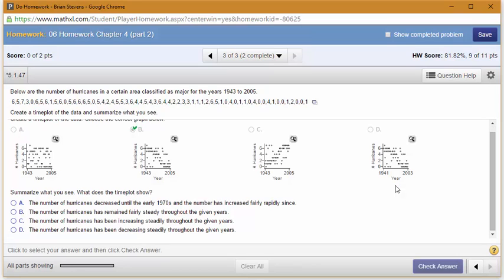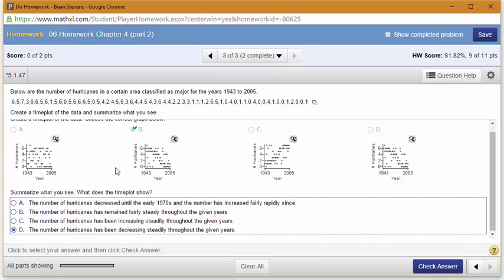Summarize what you see. What does the time plot show? And this time plot here shows that there is definitely a trend towards less hurricanes. The number of hurricanes has been decreasing steadily throughout the given years, and we can see this in a bivariate quantitative display. This is year, which is quantitative, and hurricanes, the number of hurricanes, which is also quantitative.